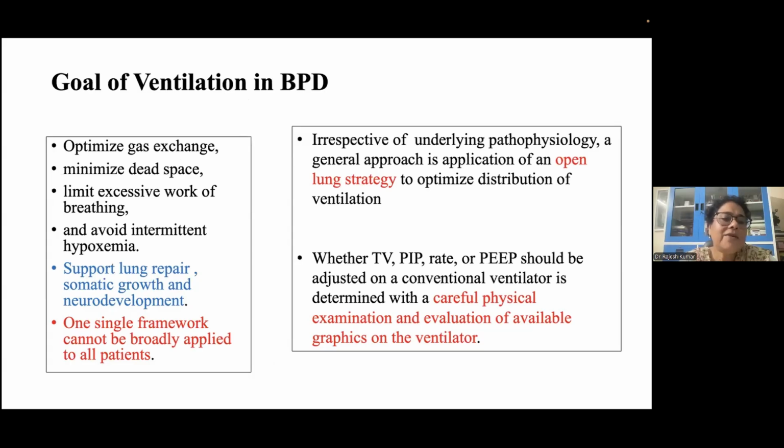One single framework cannot be broadly applied to all patients, so we'll have to individualize, and whether to titrate on the tidal volume, PIP, or rate should be adjusted on a conventional ventilator based on careful physical examination and evaluation of available graphics on the ventilator. What we have to keep in mind is that because these babies need ventilation for a long period of time, application of an open lung strategy to optimize distribution of ventilation is a must.